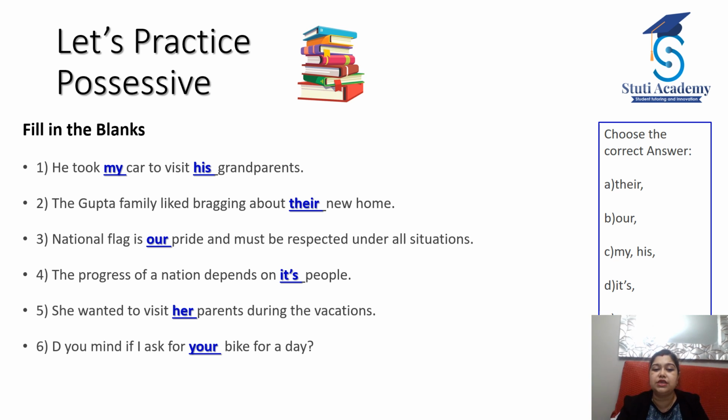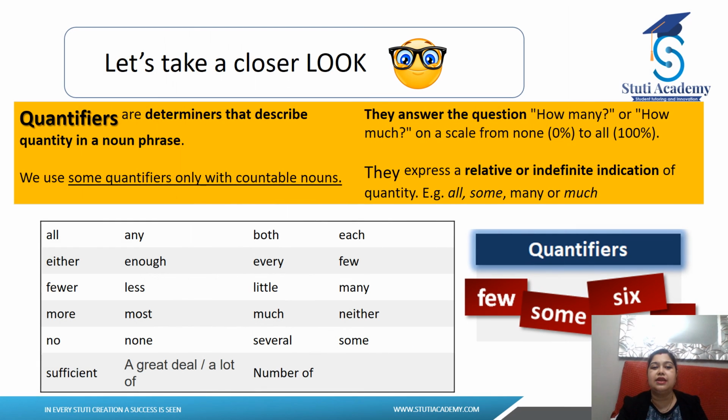She wanted to visit her parents during the vacations. Do you mind if I ask for your bike for a day? So I'm asking for your bike. Okay? Possessive determiners. Talking about possession. Talking about mine, yours, his, hers. Simple? I hope you remember these. Okay, let's go on and look at the next one.